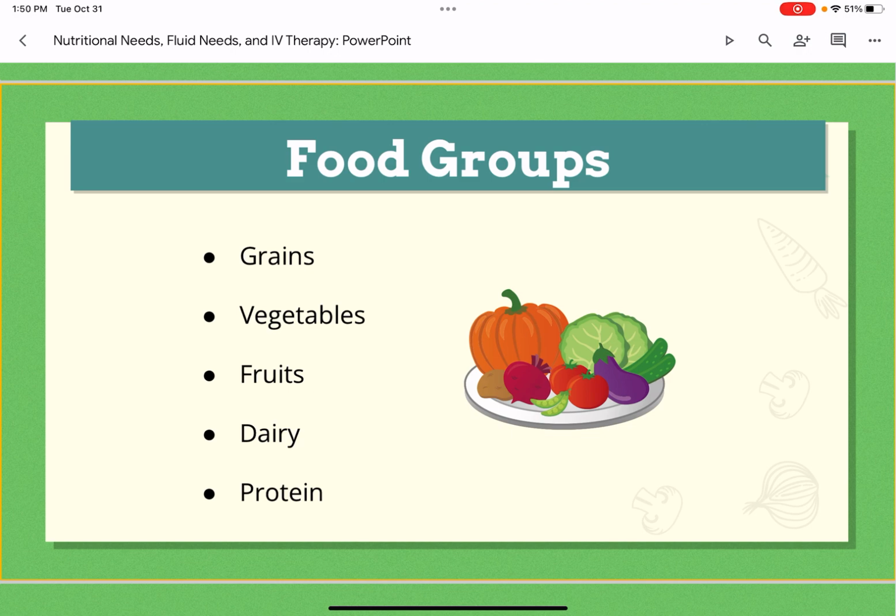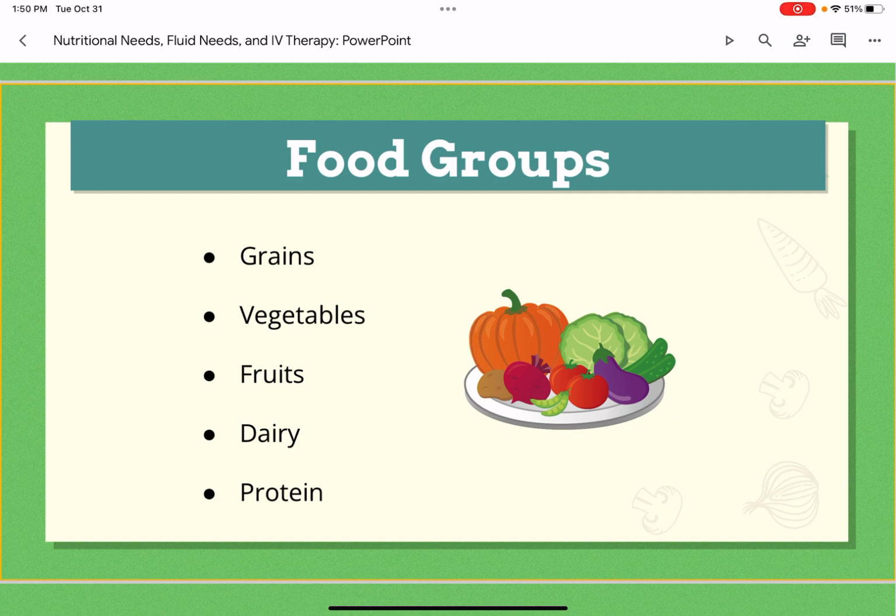Vegetables can be cooked, raw, fresh, frozen, canned, dried, or juice. Any fruit or 100% fruit juice counts as part of the fruit group. Avoid fruits that are canned in syrup because it adds sugar. Choose fruits canned in 100% fruit juice or water.